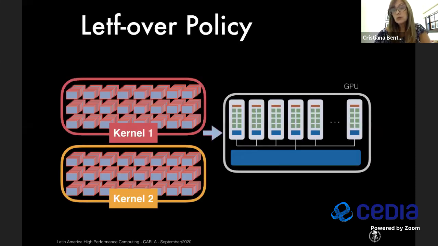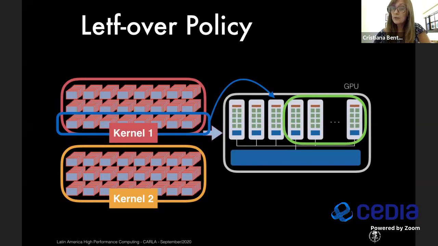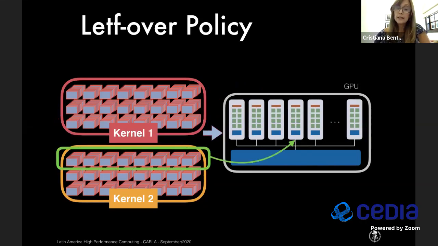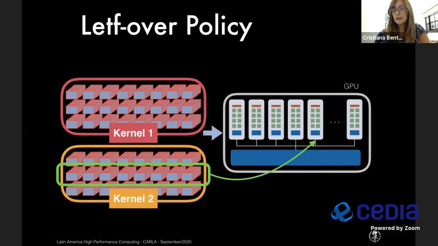Well, suppose we have this GPU and two kernels that will be co-scheduled on this GPU. On the leftover policy that NVIDIA uses, it decides that the first kernel to be submitted gets all the resources it needs, and then if there are leftover resources, the other kernel can use resources also. So the hardware will schedule each block of kernel 1 to 1 SM, and then in this case there are leftover resources, so the scheduler can schedule the blocks of kernel 2 to run on the GPU at the same time as kernel 1.